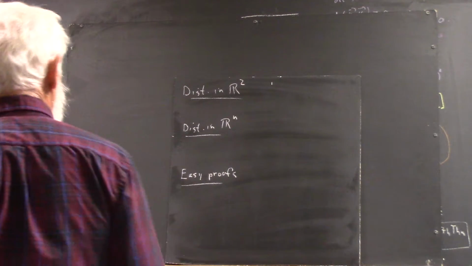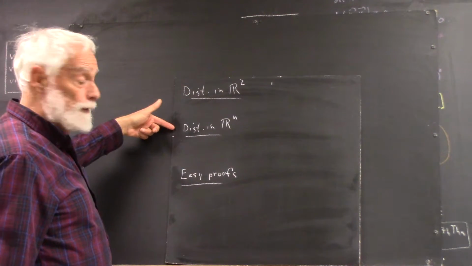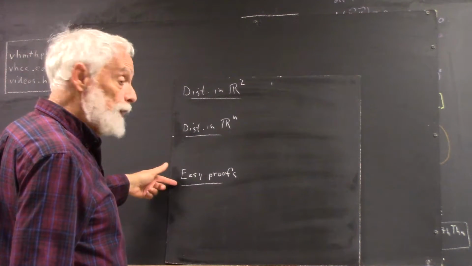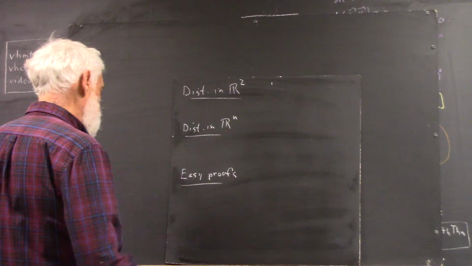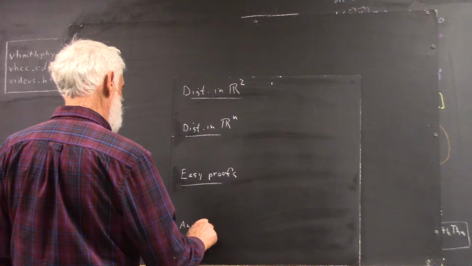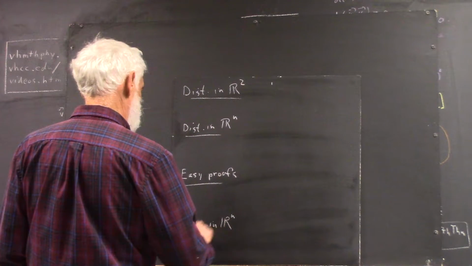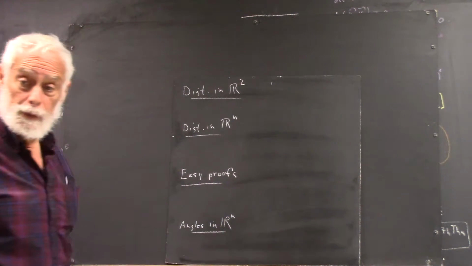Okay, now we want to talk about distance in R2, distance in Rn, easy proofs, and angles in Rn. Should have written that down previously, but I didn't think of it.